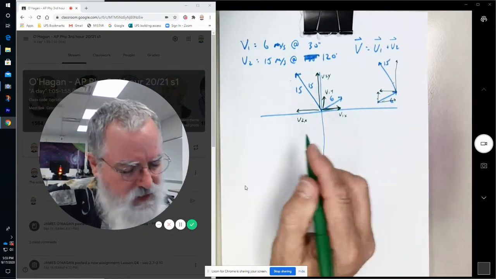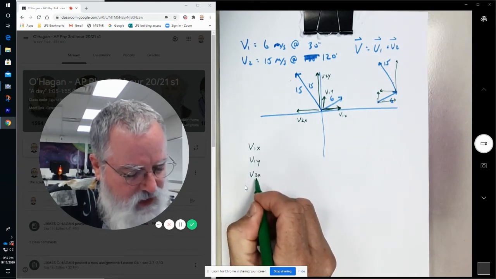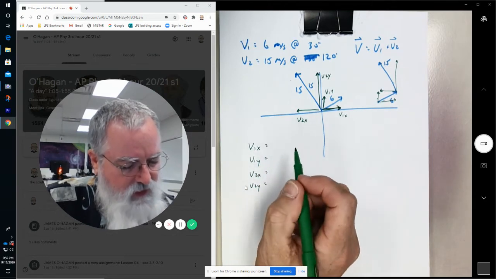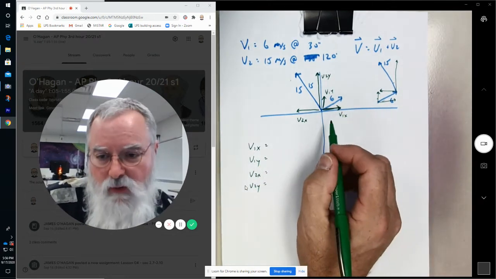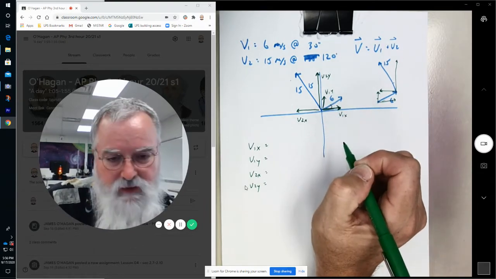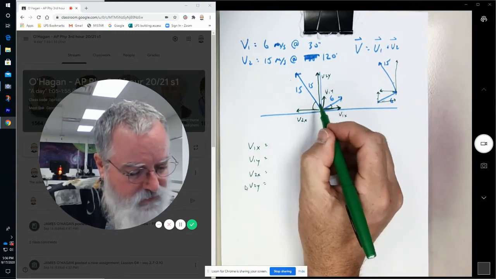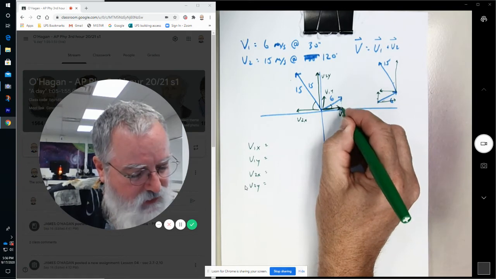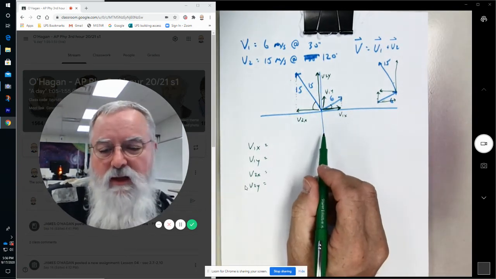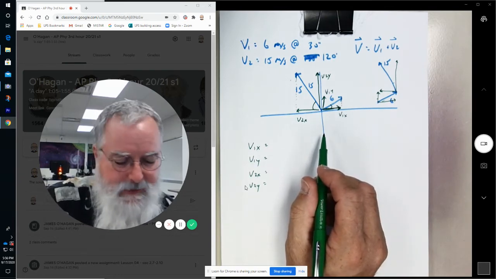All right, so here's how I like to do this. Velocity 1 in the x, velocity 1 in the y. Velocity 2 in the x, velocity 2 in the y. Equals, equals, equals, equals. I am always going to use the angles right here. I like those angles. So I'm always going to close off my triangles on the left-right side. If I do that, the cosine is always the x component, and the sine is always the y component.